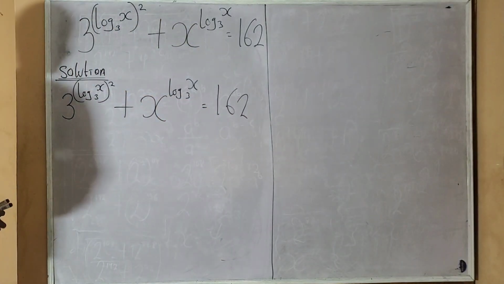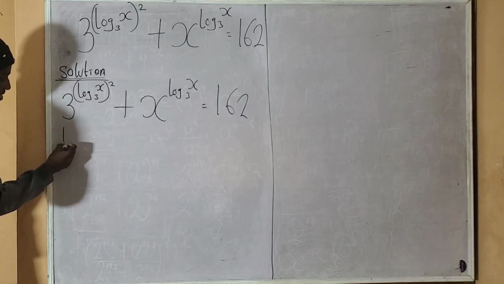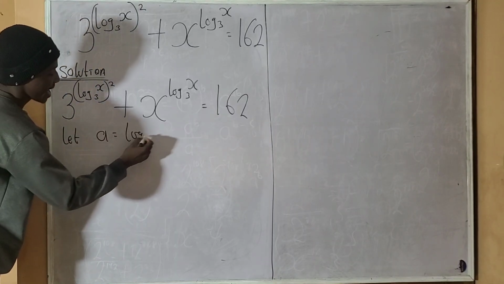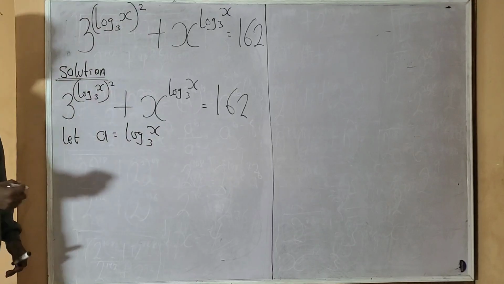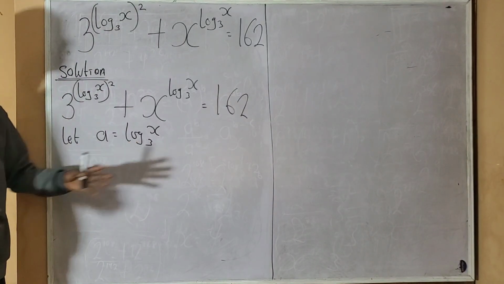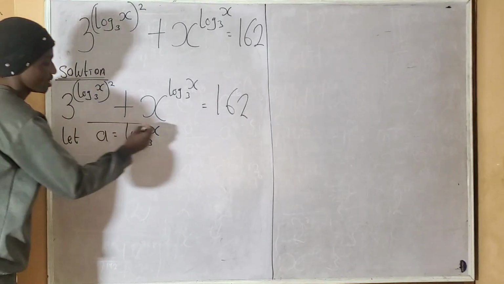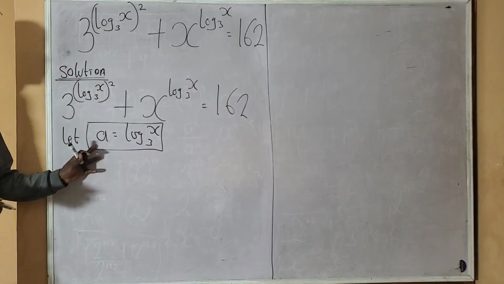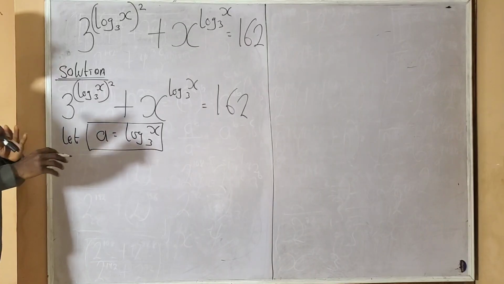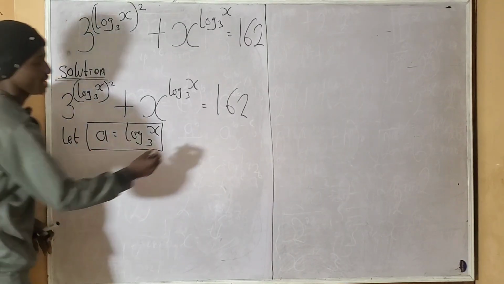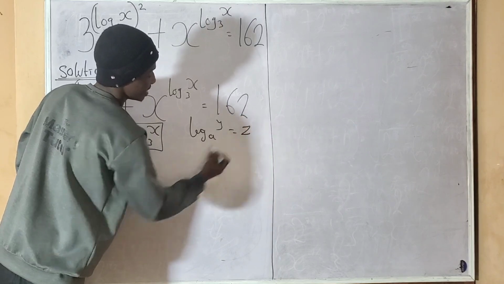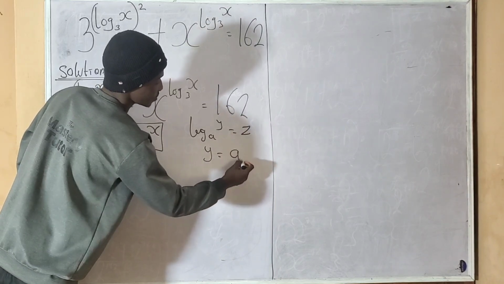The first step is, let a equal log x base 3, right? Set a letter equal to log x base 3. Now focus on this. Rewrite log x base 3 equals a in index form. If you have log y base a equals z, this can be written as y equals what? a raised to the power of z.